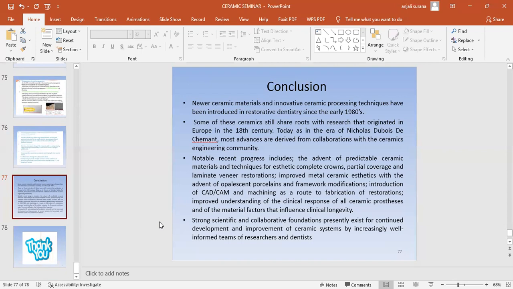Strong scientific and collaborative foundations presently exist for continued development and improvement of ceramic systems by increasingly well-informed teams of researchers and dentists. I hope you understood ceramics.